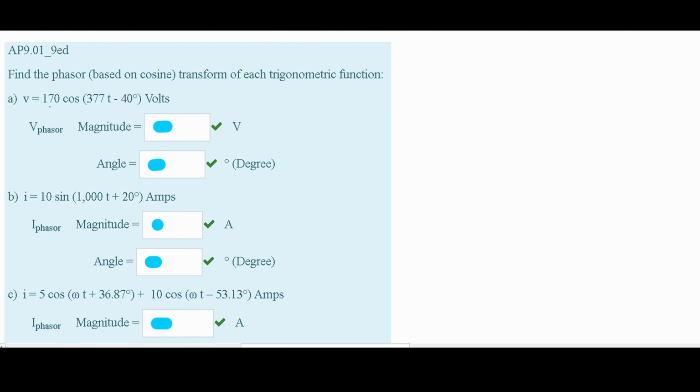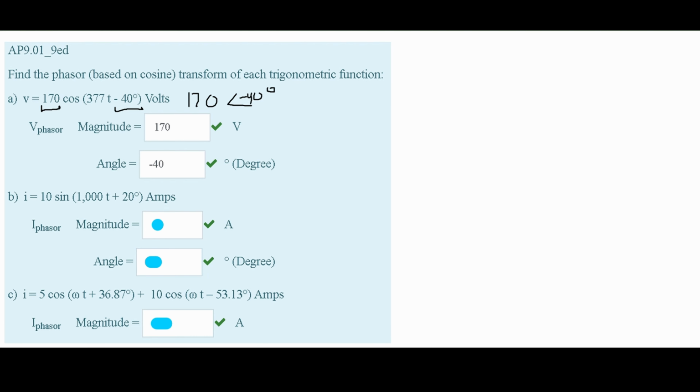First we're going to start solving for a, and we can see that we have our Vmax as 170 and our angle as -40. So when we write this out, we know we have 170 with an angle of -40 degrees. Well, that's going to be the answer for part A, 170 and -40. We have our magnitude, which is the maximum voltage, and our angle, which is the negative degree.